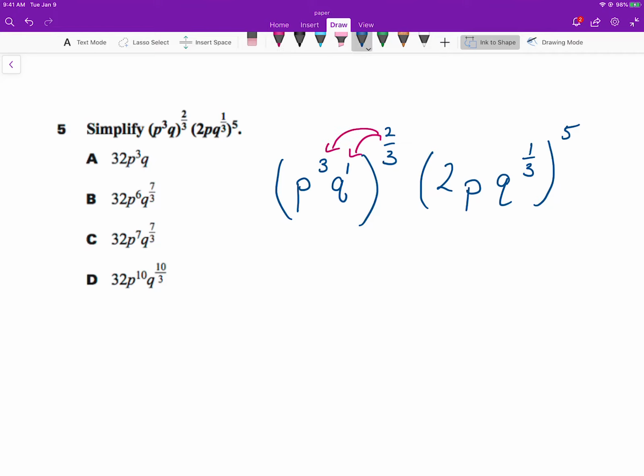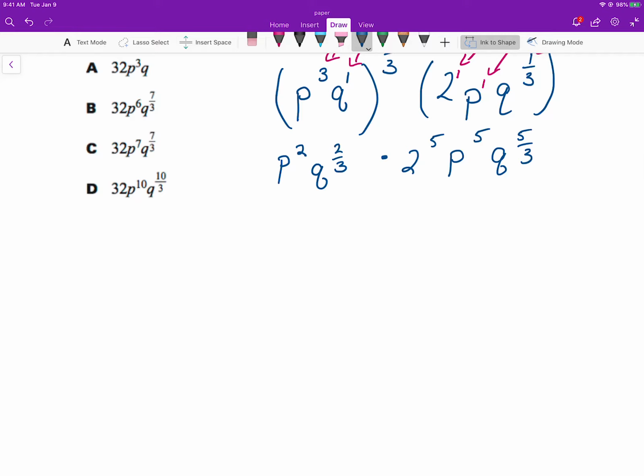So when we do that, we're going to have p squared, because 3 times 2/3 is 2, and then we're going to have q to the 2/3 power. I'm going to do the same thing for the second part, and that 5 is going to apply to everything inside the parentheses, including p, which is p to the first power, and the 2, which is a 2 to the first power. So now we're going to have 2 to the 5th, p to the 5th, and q to the 5/3.